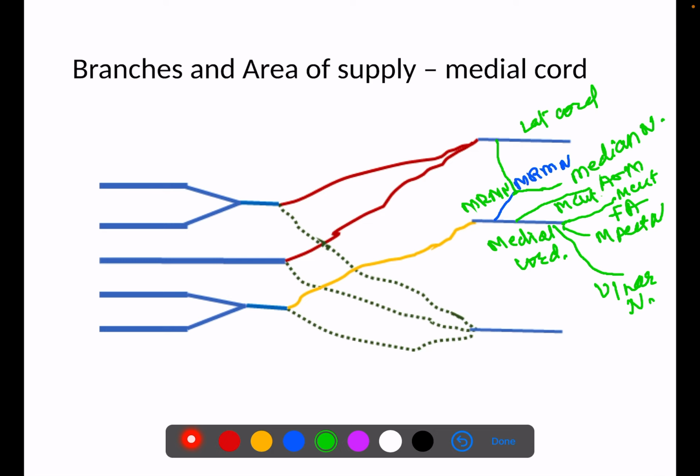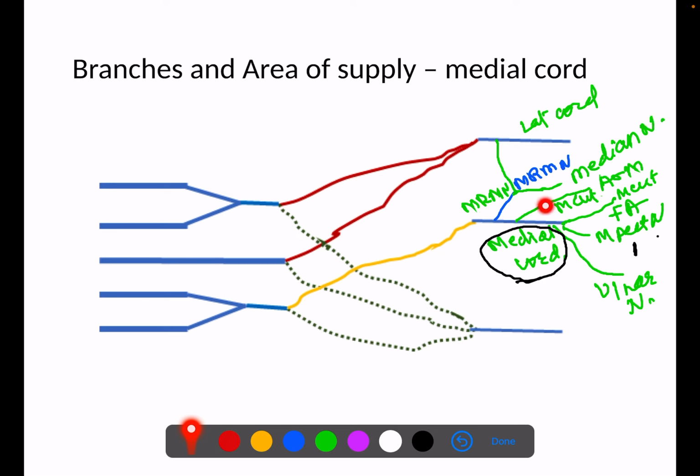So the branches arising from the medial cord, this is the medial cord. There are four branches. Number one, medial pectoral nerve. As the name indicates, it will supply, along with the lateral pectoral nerve of the lateral cord, the pectoral muscle. Then the medial root of the median nerve, which will join with the lateral root to form the median nerve, which will supply maximum muscles of the anterior aspect of the forearm and a few muscles of the anterior aspect of the palm.